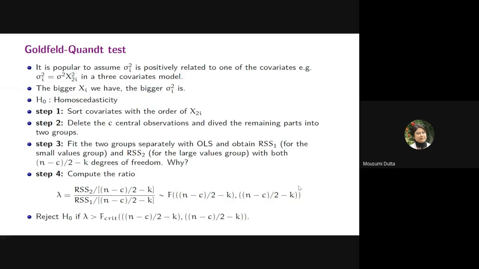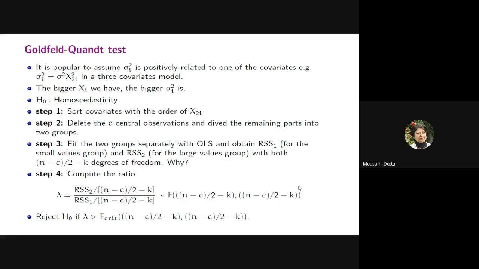So if you first look at the slides, it is popular to assume sigma i square is positively related to one of the covariates. Last day also, when we tried to understand what is meant by heteroscedasticity graphically, we found that repetitively we are trying to trace the relationship between residual and explanatory variable. So the explanatory variable is coming repetitively in our analysis. And then we discussed several tests up to the Glejser test, where also we are bringing x_i's in our analysis.